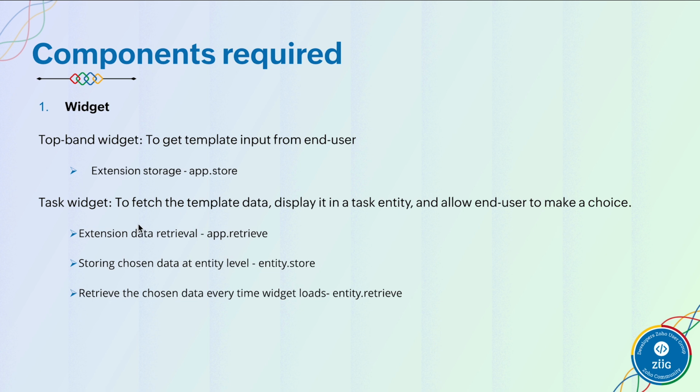In order to fetch that data stored at extension level, app.retrieve will be used. Once it is retrieved and displayed as a Q&A in the task, they will choose a particular review, right? That chosen data will be stored at entity level, which is the task level, using the entity.store method. And finally, when the widget loads again, you can retrieve that data stored against that entity using entity.retrieve. So these are the 4 methods which are going to be used for data storage as part of our top band and our task widget locations for this example.